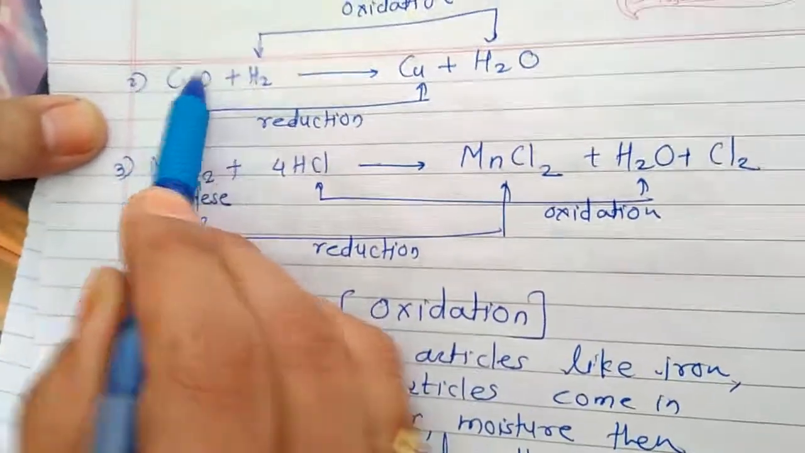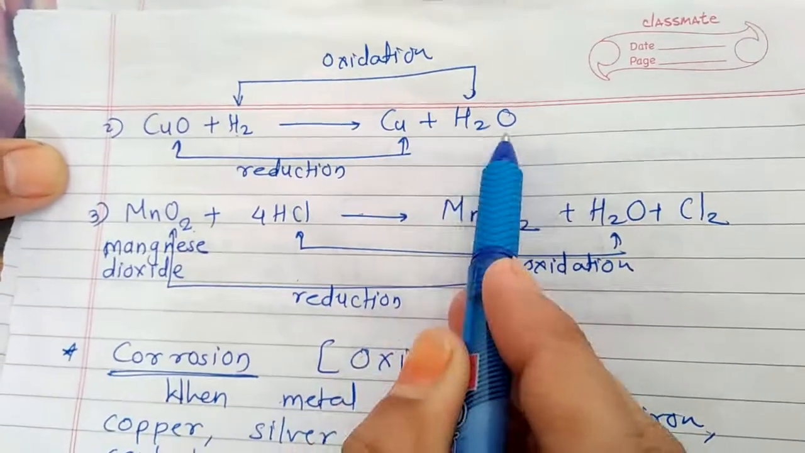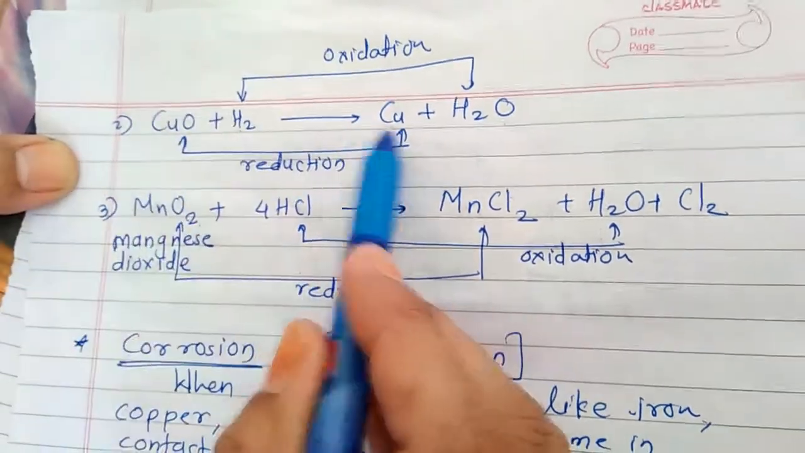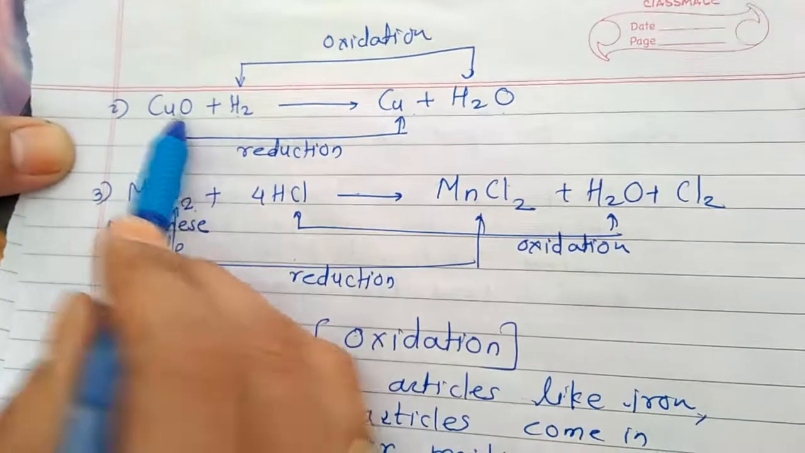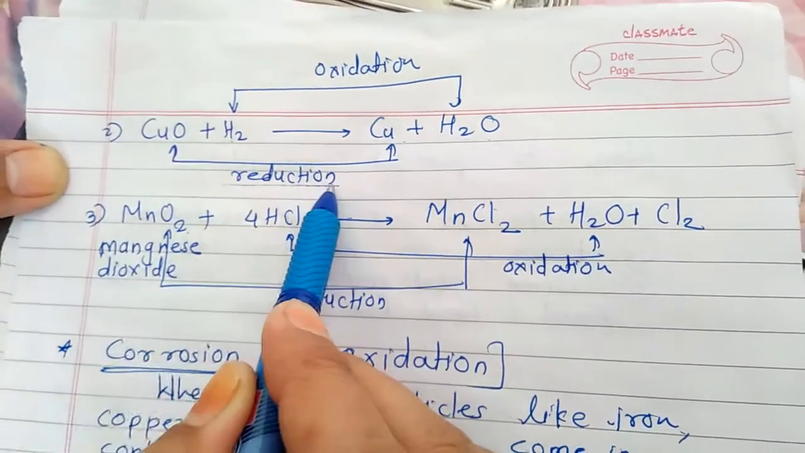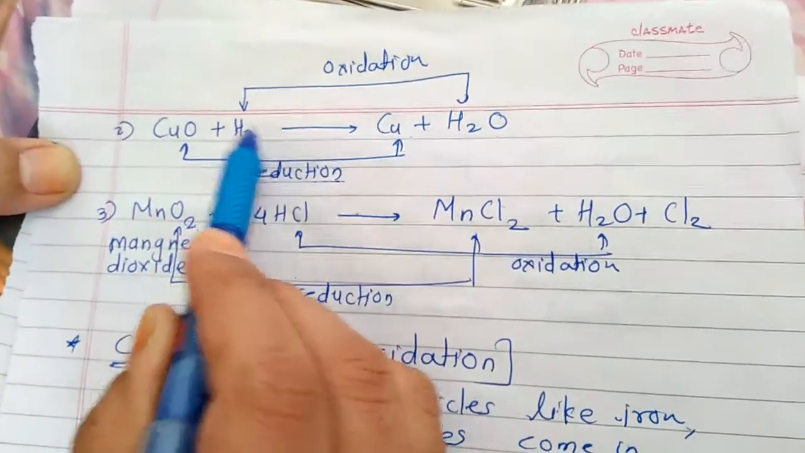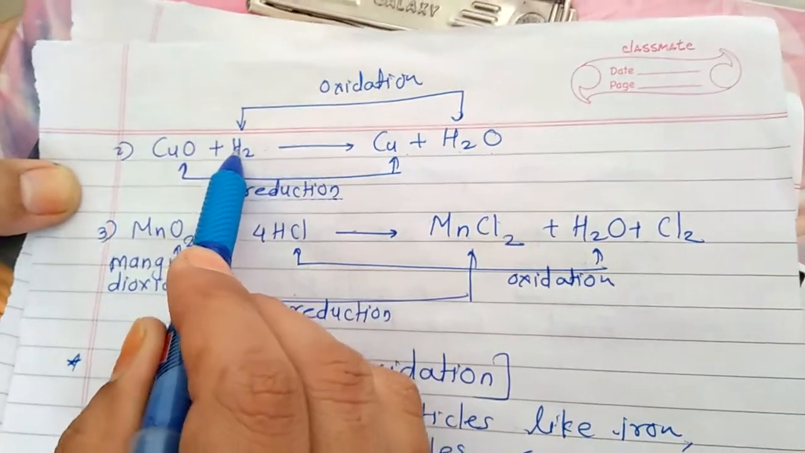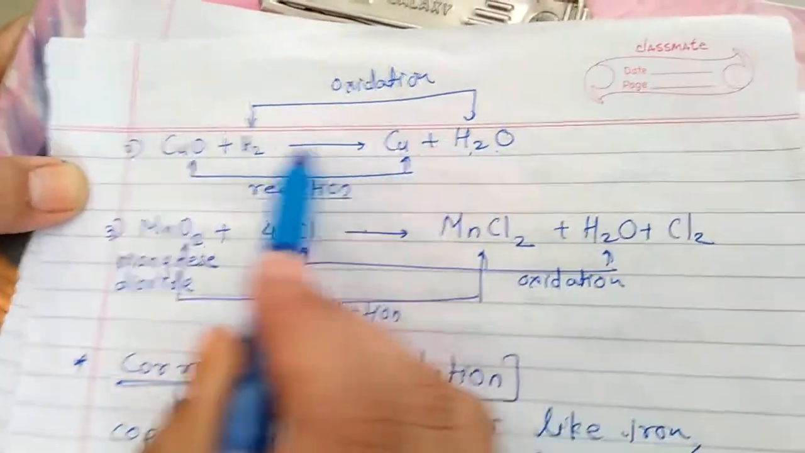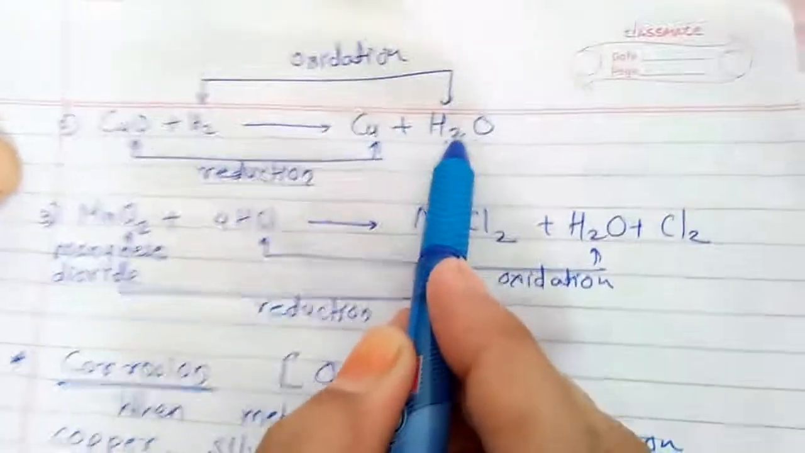CuO, copper oxide, reacts with hydrogen to give copper plus water. Now see, CuO gets converted into Cu. Oxygen is getting removed, and as oxygen is removed, it is reduction. And H2 gets converted into H2O. Hydrogen is gaining oxygen, so hydrogen gets converted into water by the addition of oxygen. So it is an oxidation reaction.